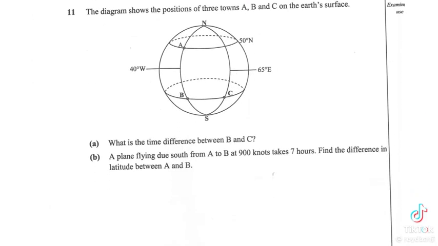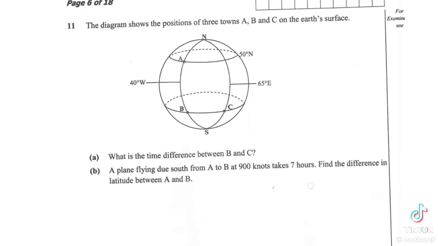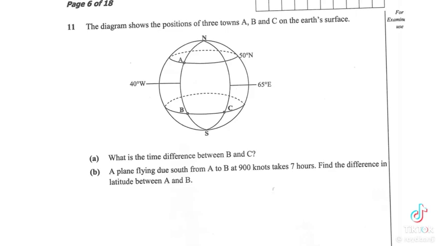That is question 11. The question reads, the diagram shows the position of 3 towns A, B, and C on the earth surface. What is the time difference between B and C? So how do you find the time difference? You know that time is calculated along the longitude. So for the time difference between B and C, you need to find their difference in longitude.